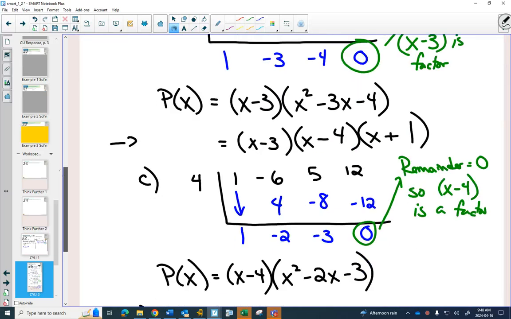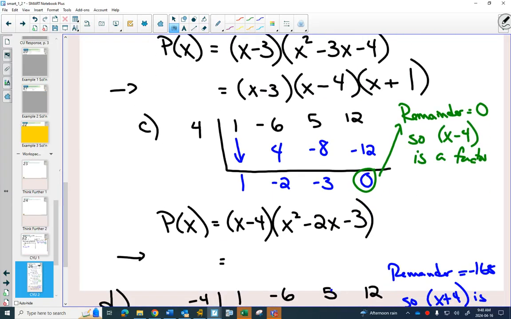And the third one, where there was a remainder of 0, I could take this quadratic and see if I could factor it completely. Look at this, it's going to be x and x, 3 and 1. The 3 would have to be negative, the 1 would have to be positive. And that one's factored completely.